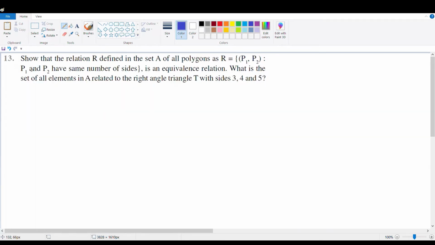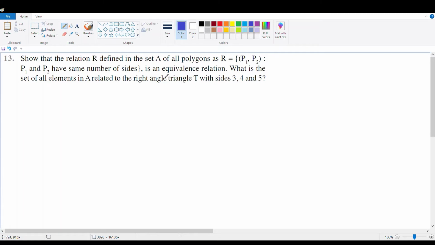Question 13. Show that the relation R defined in the set A of all polygons as R equals P1, P2 such that P1 and P2 have same number of sides is an equivalence relation. What is the set of all elements in A related to the right triangle T with sides 3, 4 and 5? So we got actually two questions in here.